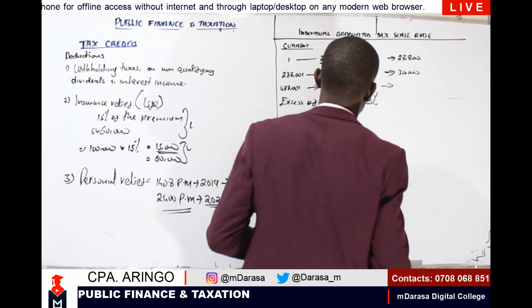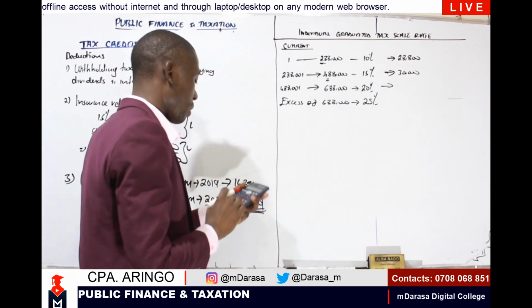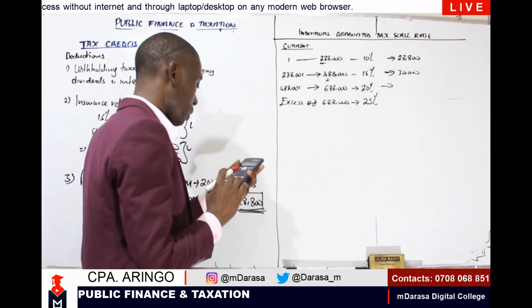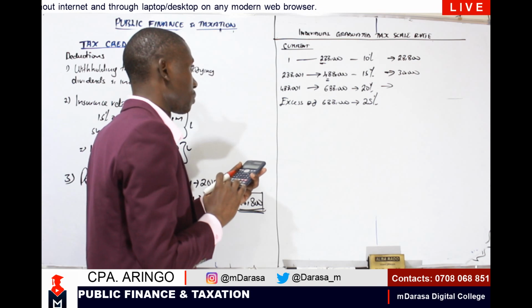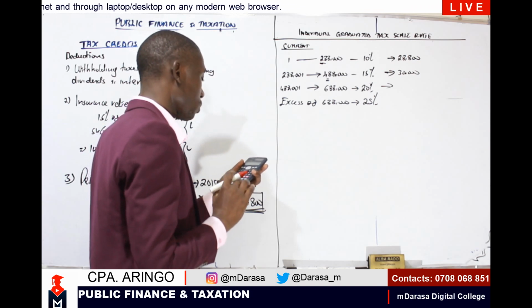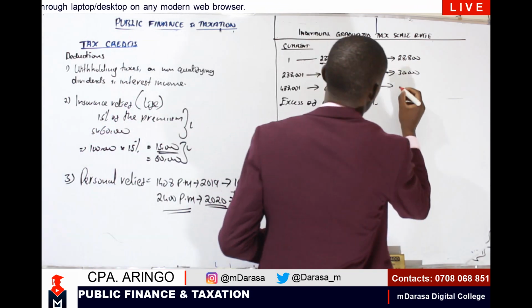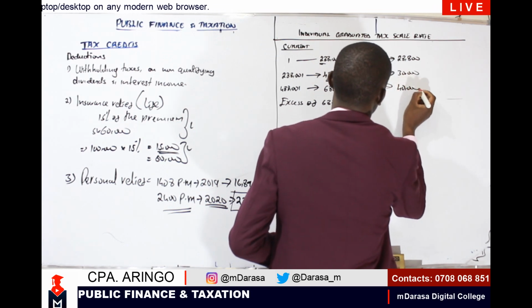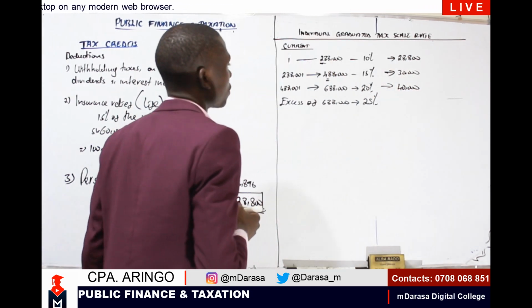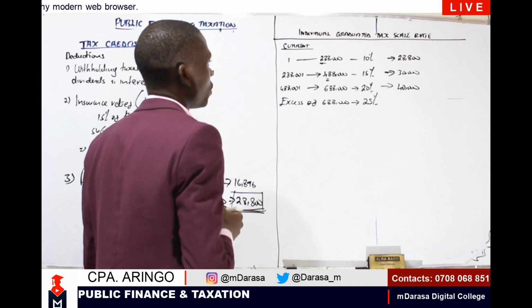Then talk of the next bracket. Again, of course, I'm having 200,000 times 0.2. That should give us a figure of 40,000.